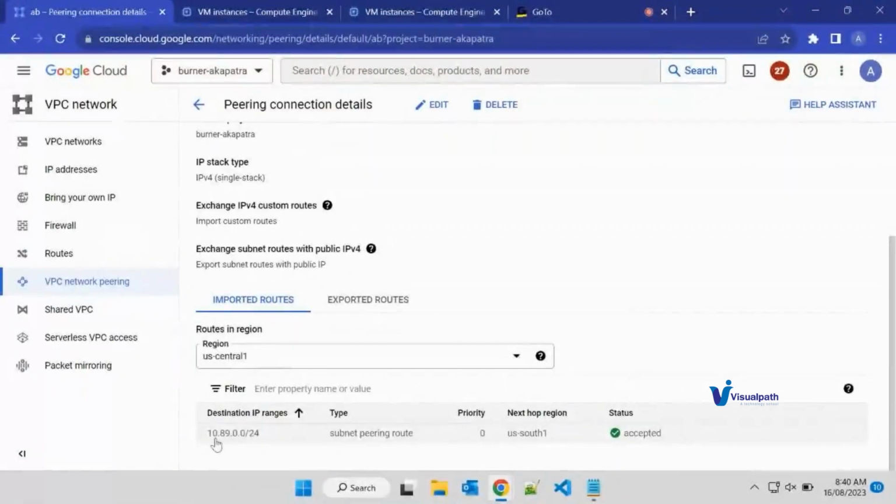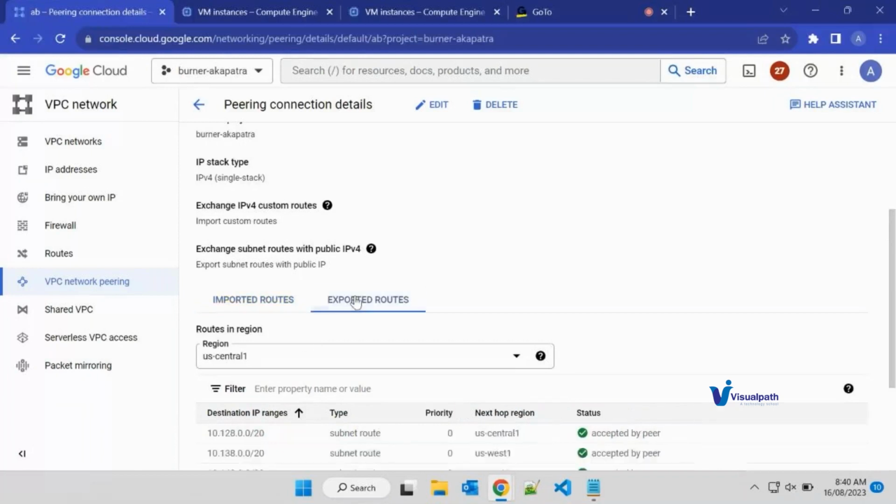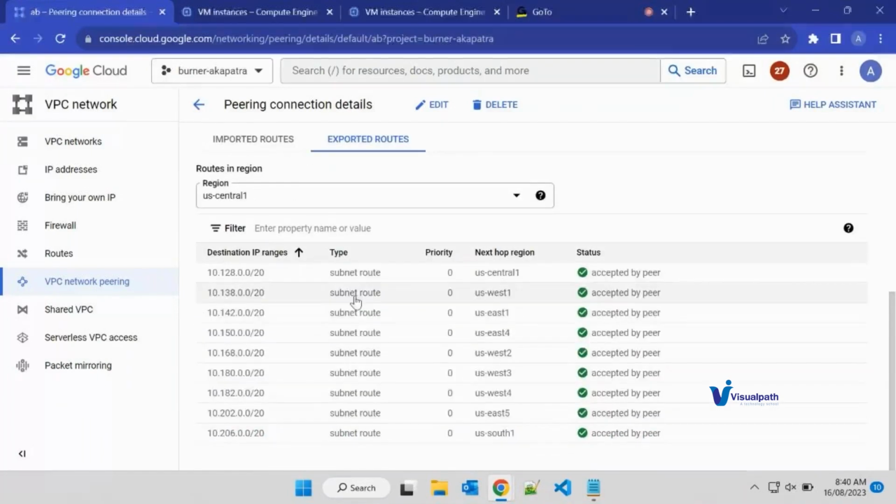Imported, right? This was my CIDR range for my VPC-B, the 10.89.0.0 series, and you see the next hop is the Dallas region, and it got accepted, and all the other internal VPCs got exported also. These were the imported or exported routes from the default VPC network that I had, right?